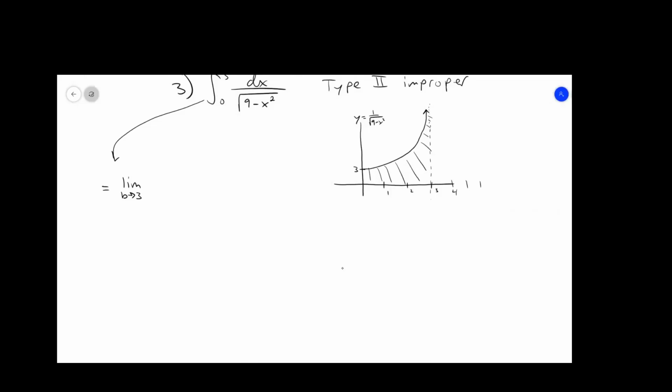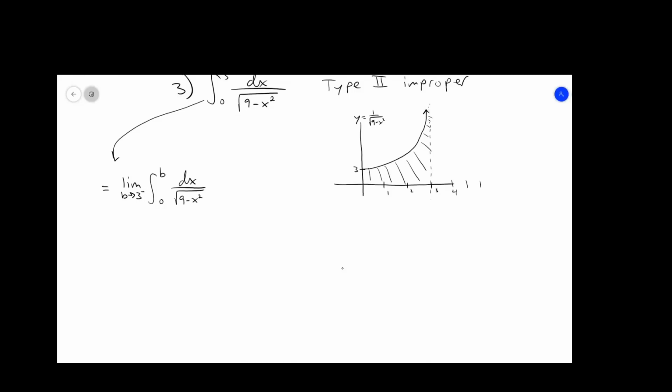So the function is not even defined at all to the right of 3. So we can't talk about the limit as we approach 3. We can only talk about the limit as we approach 3 from the left in this particular case. So it's a one-sided limit that we have to find here. And then you replace the problem bound with b in this case. Okay, so that's the way we deal with these.